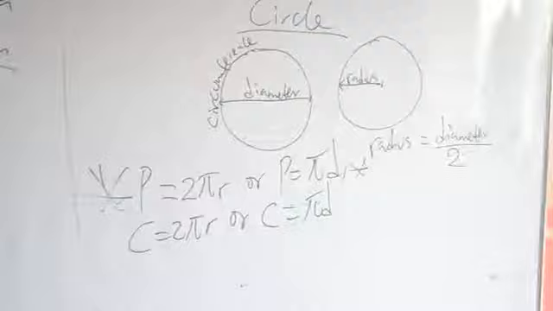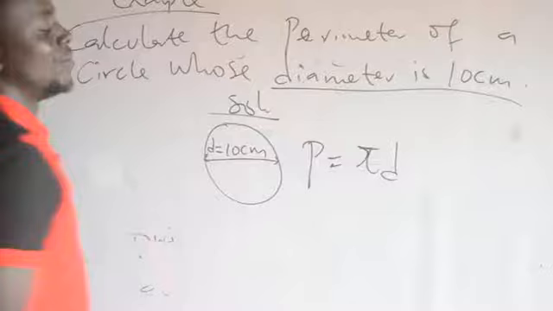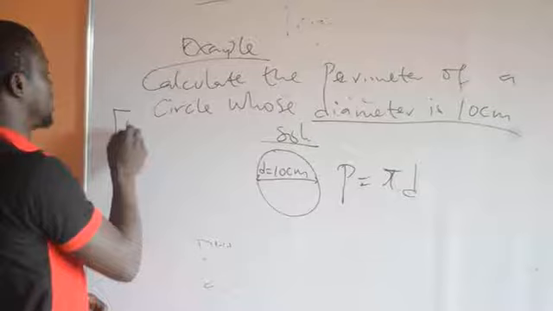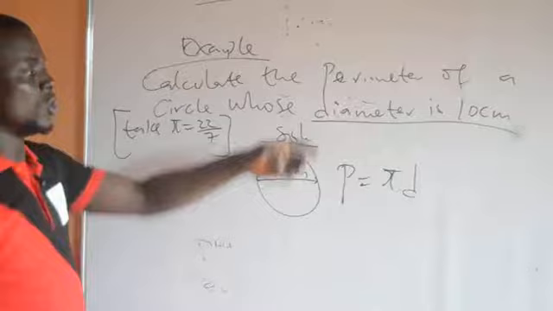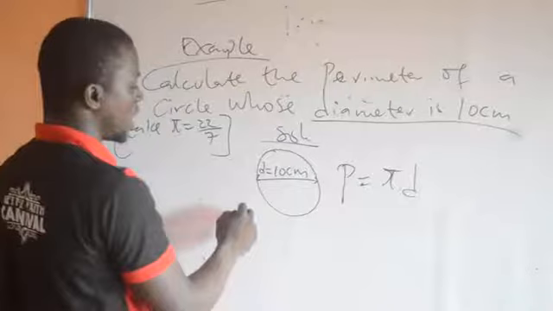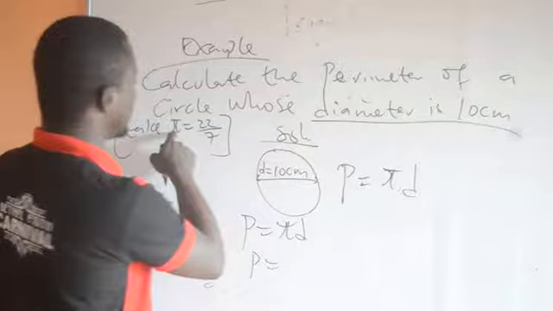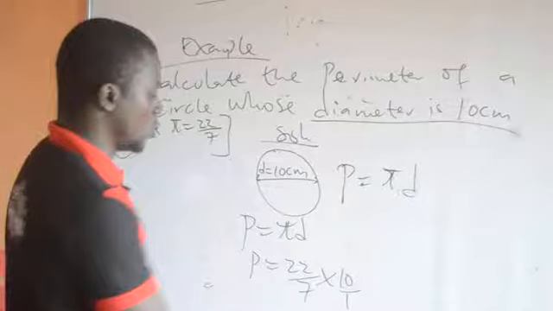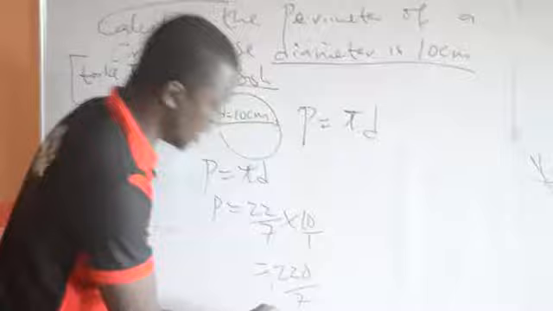Perimeter equals pi d. Please remember that the value of pi is always given to us as 22 over 7. It is a constant. At times, I even add to the question, take pi equals 22 over 7. But if they don't state it in the question, always know that pi represents 22 over 7. Please, you have to take note of that. So, perimeter equals pi d, where pi is the constant value 22 over 7, times our diameter, which is 10 over 1. When you multiply 22 times 10, you have 220 over 7.